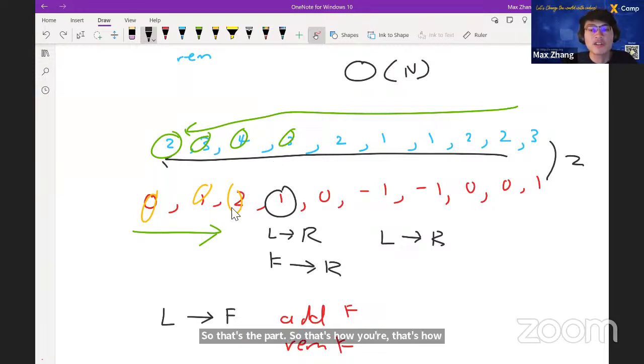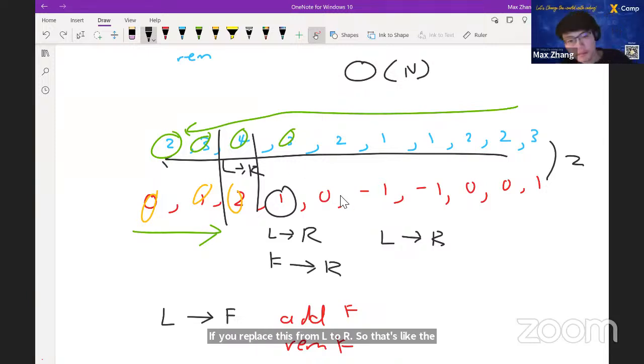Say this is an L and you change it to an R, that's valid. So that will get you to this. If you replace this from an L to an R, that's the middle part here, then this part is now bridged with this part.